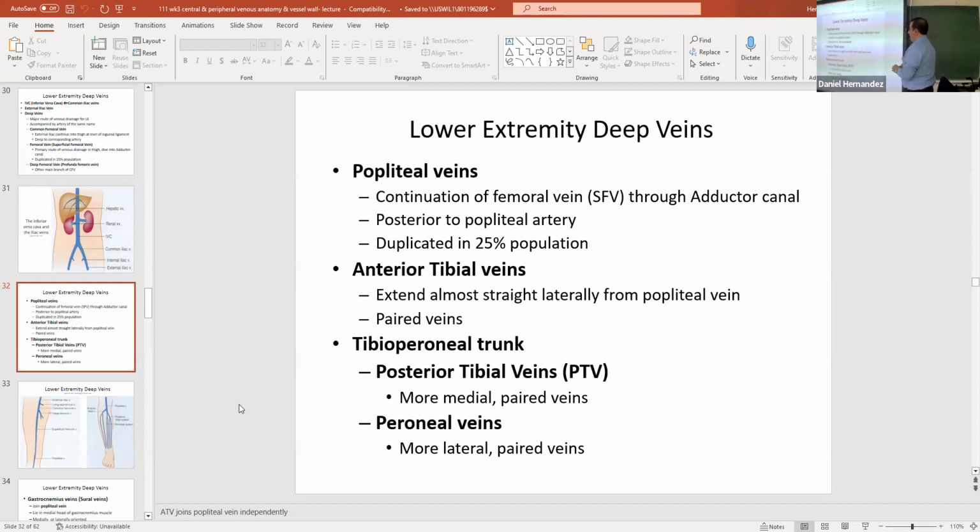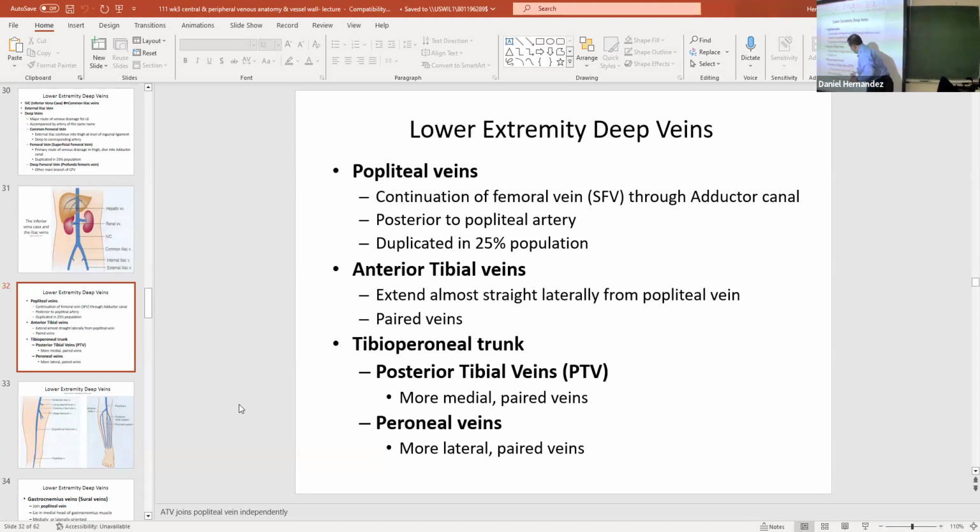Continuing further down the leg, we see the anterior tibial veins branch off. These extend almost straight laterally from the popliteal vein. These vessels are paired, so that means there's going to be two veins with one artery. And then we also see the tibial peroneal trunk. That tibial peroneal trunk will give rise to your posterior tibial veins and then your peroneal veins. So we said the most medial are your posterior tibial vessels. So posterior tibial artery and veins are going to be most medial. Most lateral is going to be your anterior tibial veins, and then peroneal veins are going to be in between.